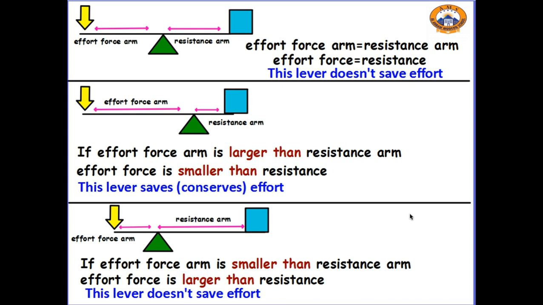Let's see case number 3. In that case, the fulcrum was closer to the effort force. So the effort force arm was shorter than the resistance arm. If the effort force arm is smaller or shorter than the resistance arm, the force of that arm, which is the F, would be the opposite, would be greater than the resistance force.